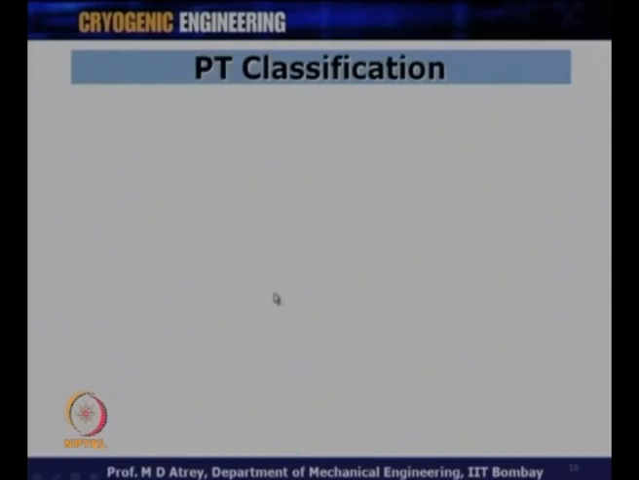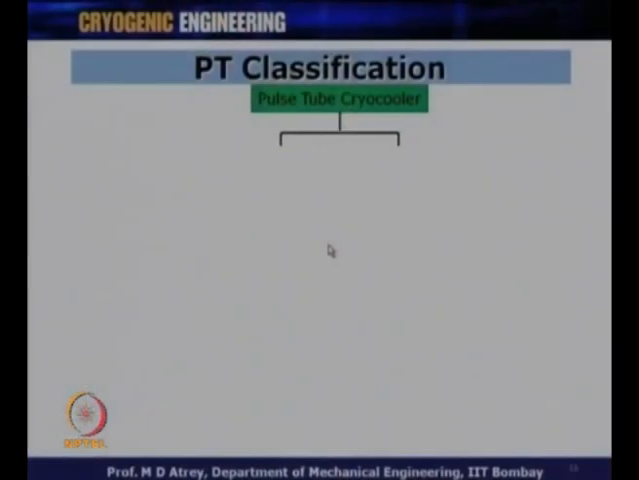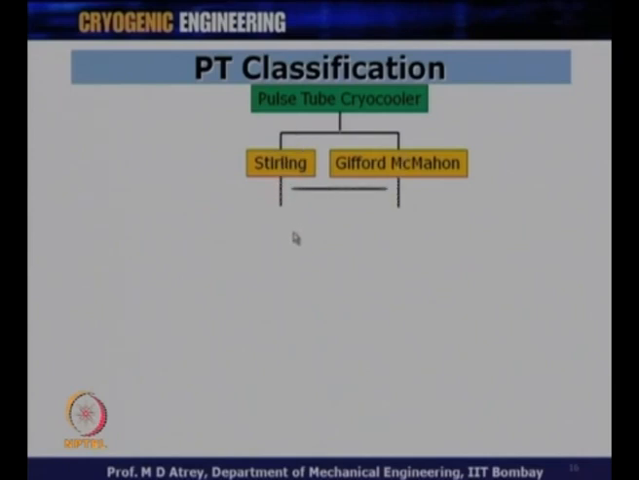Now, let us come to a very important classification under the pulse tube category. Pulse tube cryocoolers can be classified, as we know, as Stirling type or Gifford-McMahon type. The moment we have a wall, it is Gifford-McMahon type; the moment we do not have a wall, it is Stirling type. Under both of these types, we can have various other classifications based on the geometry of the pulse tube cooler and depending on the phase shift mechanism that we use in the pulse tube cryocooler. So, let us come to the geometry first.